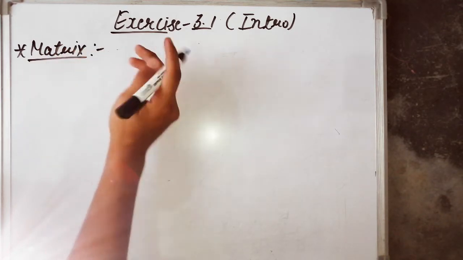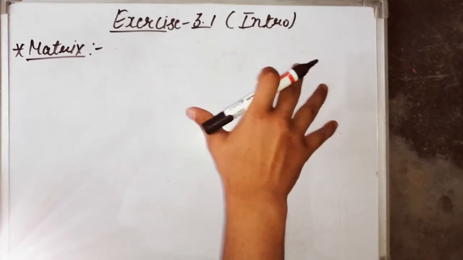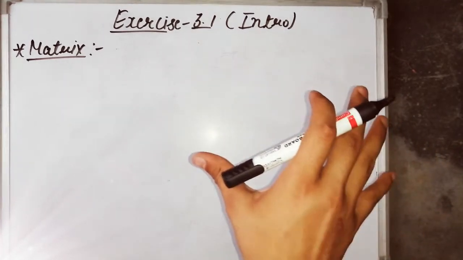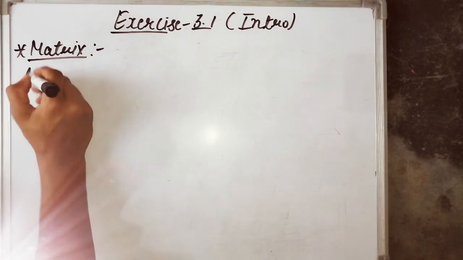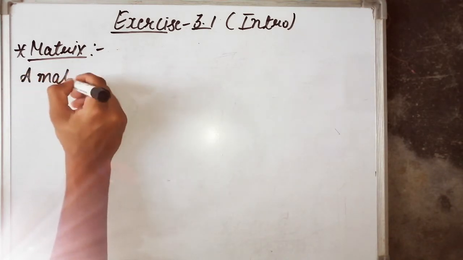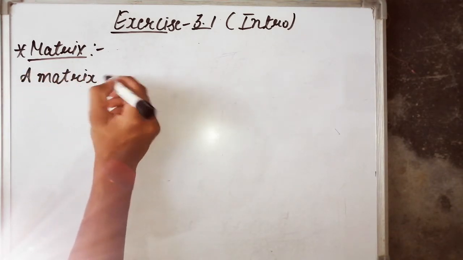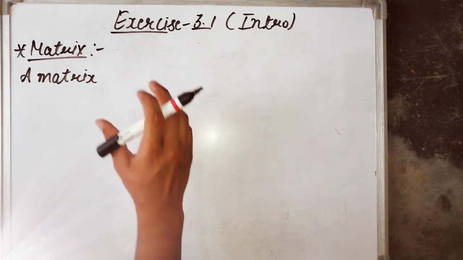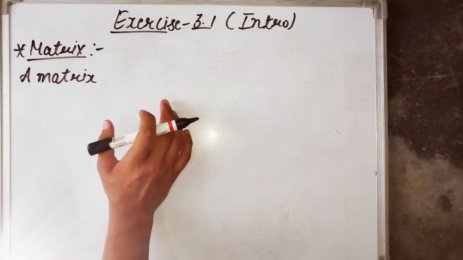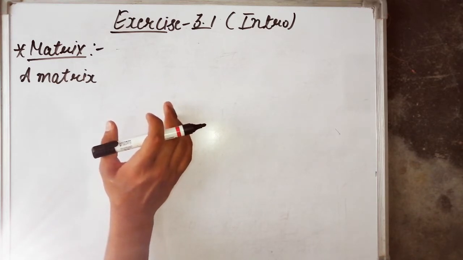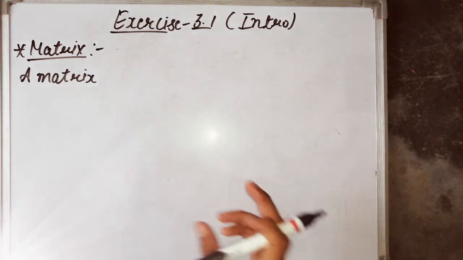So what is a matrix? The definition of matrix given according to NCERT is: a matrix is an ordered rectangular array of numbers or functions. The numbers or functions are called the elements or the entries of a matrix.